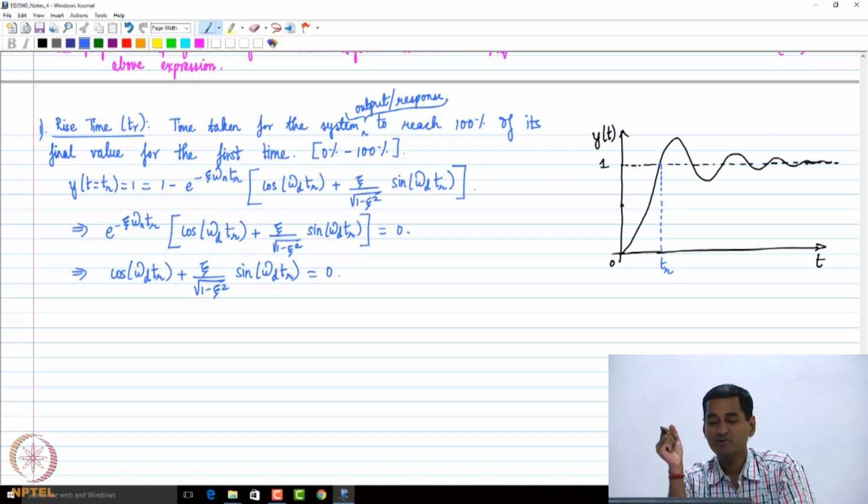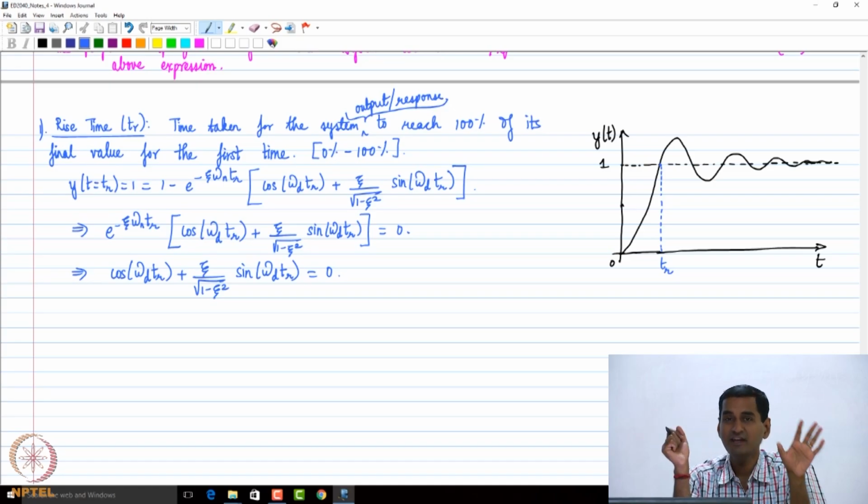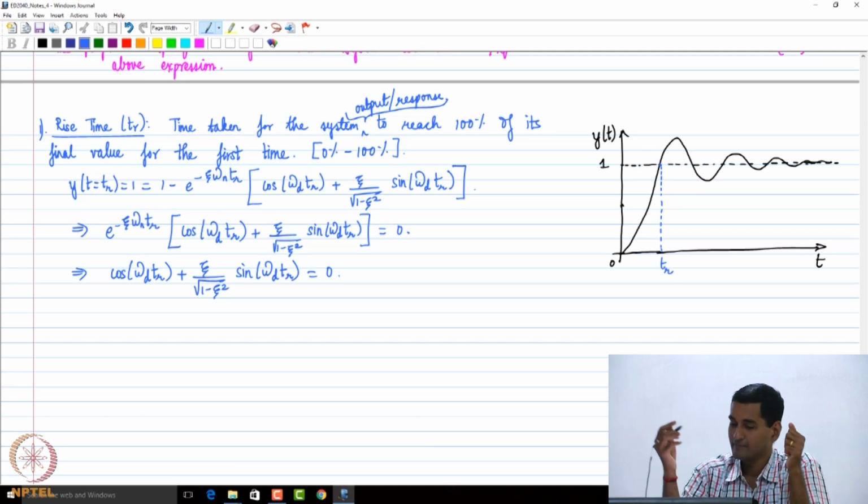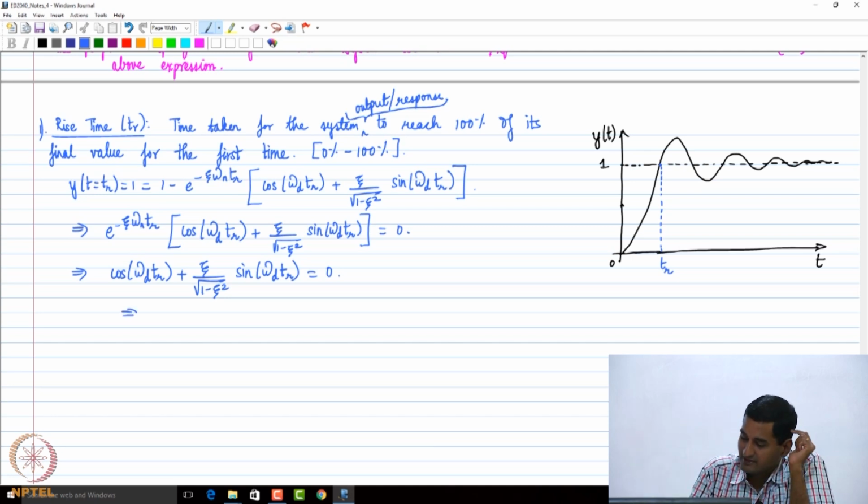So this is like the product of a and b being equal to 0. If a times b is 0, we can have a to be 0, b to be 0, or both to be 0, right? In this case, e power minus zeta omega n tr is certainly not 0. So what should be 0? The term in the square bracket. So if the term in the square bracket is 0, then what will happen?